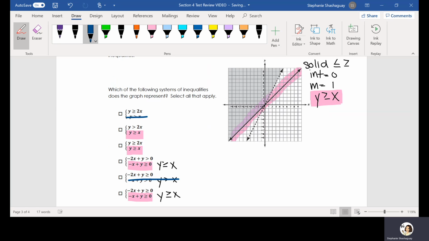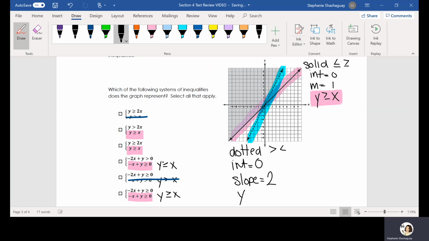Okay. So now let's look at the other graphed line. And so that is a dotted line. And because that's dotted, it's not going to have the equal sign. So it's either going to be a greater than or less than symbol. My intercept is still 0. And my slope is equal to, I went up 2 and over 1, so my slope was equal to 2. So since my slope is equal to 2, well, let's see. All of them are equal to 2. That makes sense. Well, let's go ahead and write the equation.